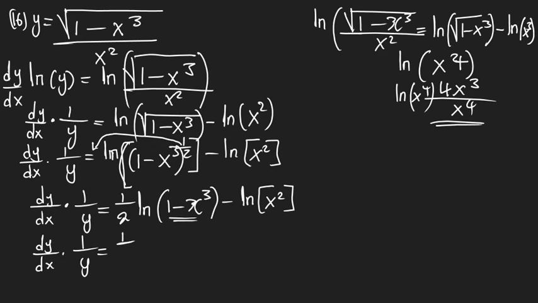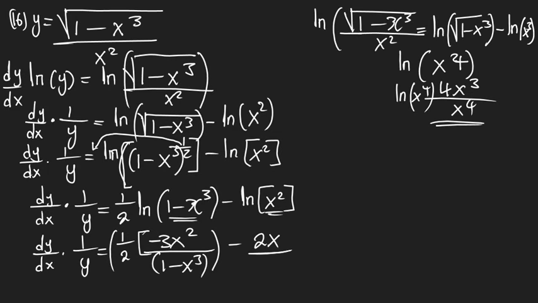So this will be 1 over 2. What is dy dx of whatever is inside? It will be minus 3x to the power 2, all over the original, which is 1 minus x to the power 3. Okay, minus, what is dy dx of this? It will be 2x over x to the power 2.